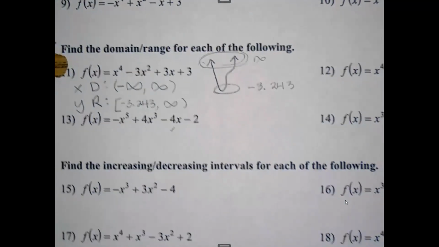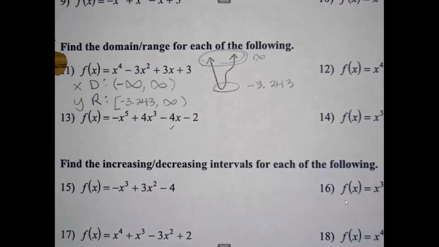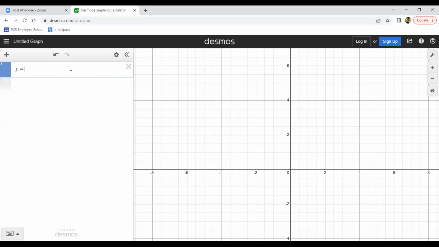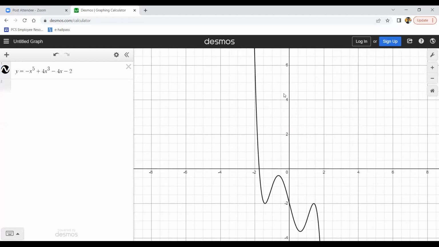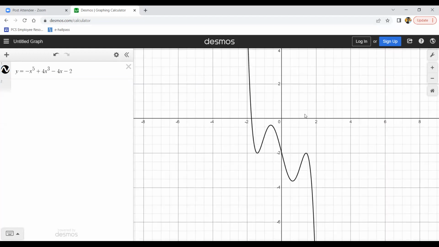All right, let's try the next one. Let's try number 13, actually. So go ahead and graph number 13. Negative x to the fifth plus 4x to the third minus 4x minus 2. Okay, there's a lot of squiggles in the middle. Okay, so I'm going to draw a sketch of this on my paper. Go down, up, down, up, down.